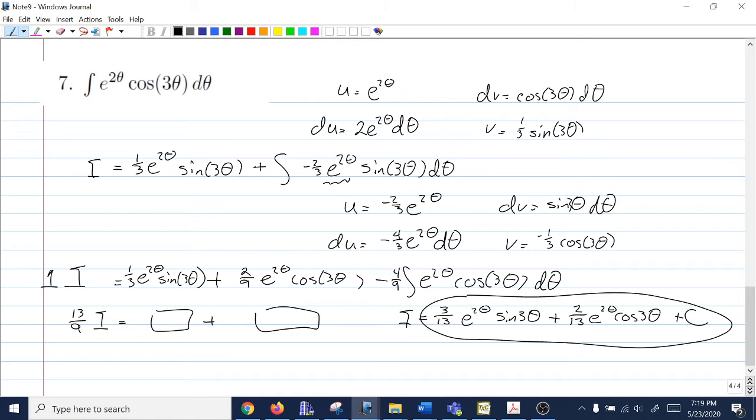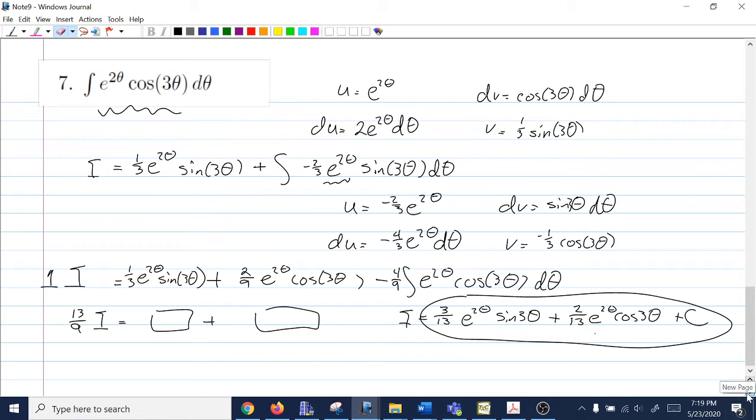Both of these need the product rule. This guy's going to spit out an e to the and a sine and an e to the and a cosine. This one's going to spit out an e to the and a cosine and an e to the and a sine. And the numbers 3 over 13 and 2 over 13 just happen to be the correct numbers so that all the sine ones cancel out and all the cosine ones add up to 1.